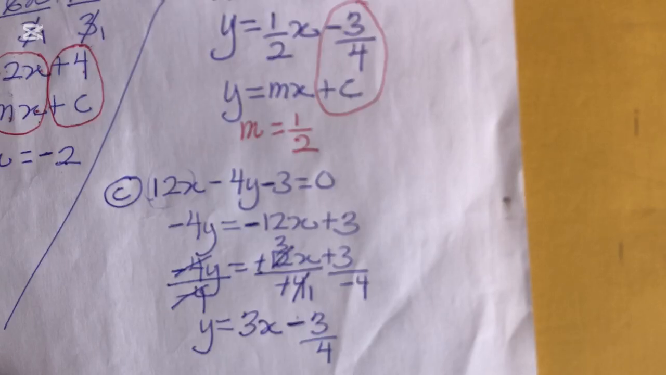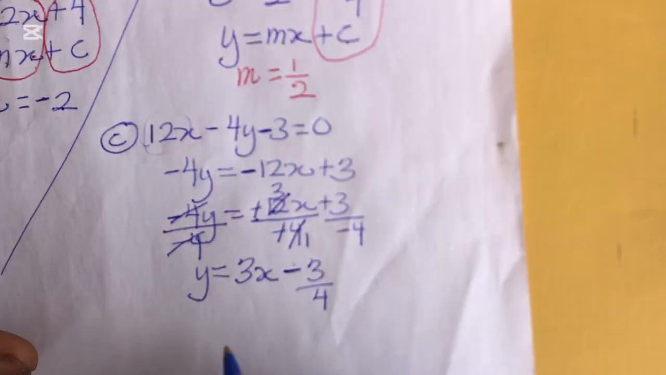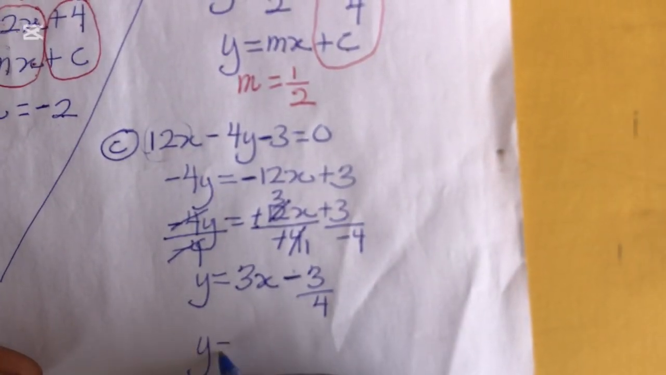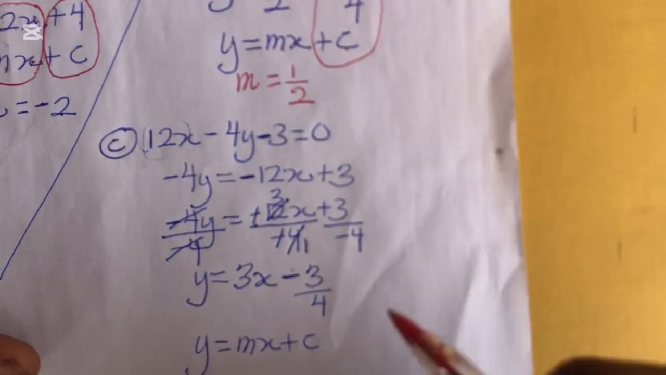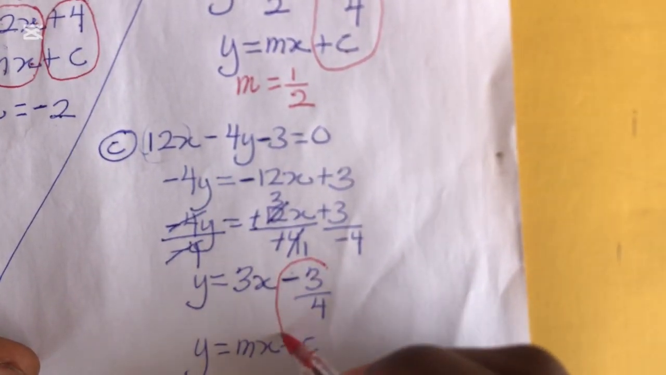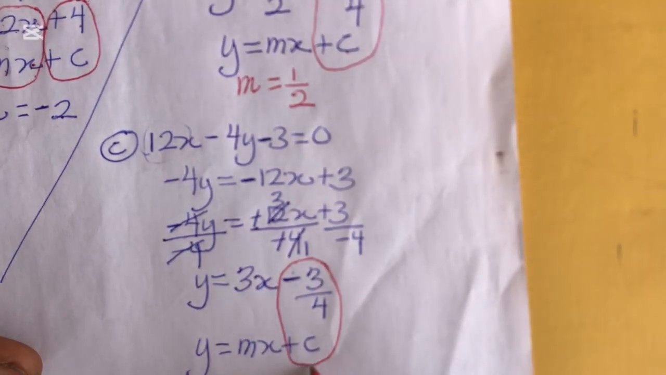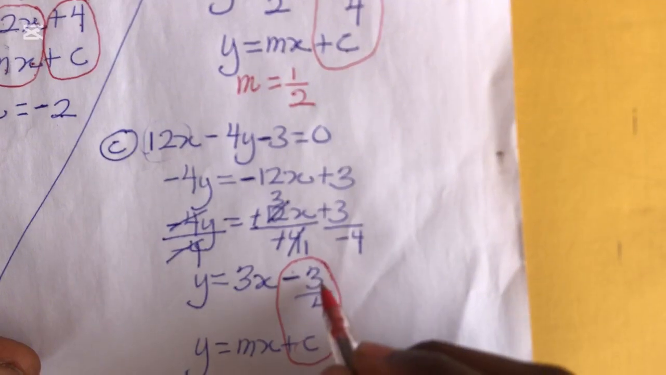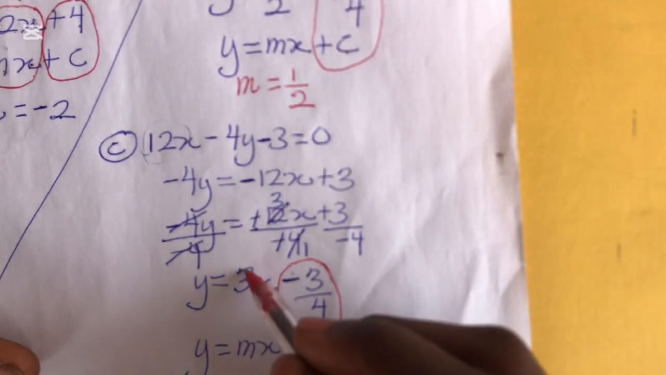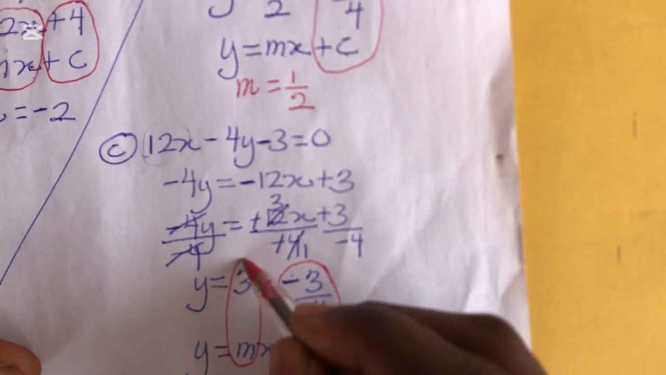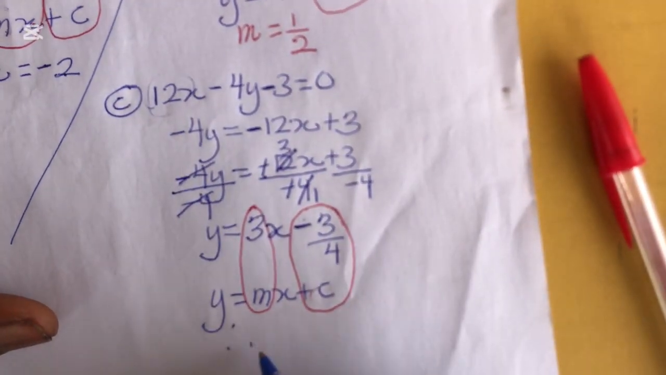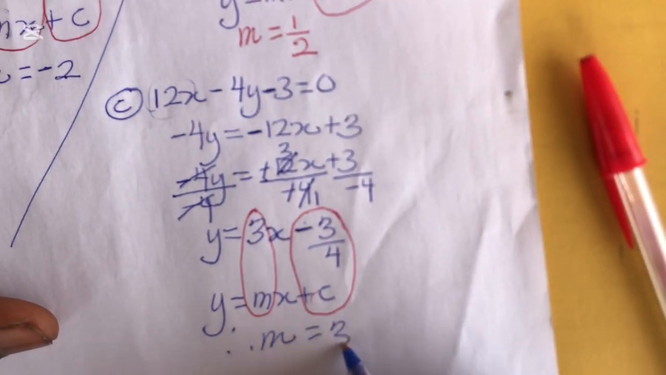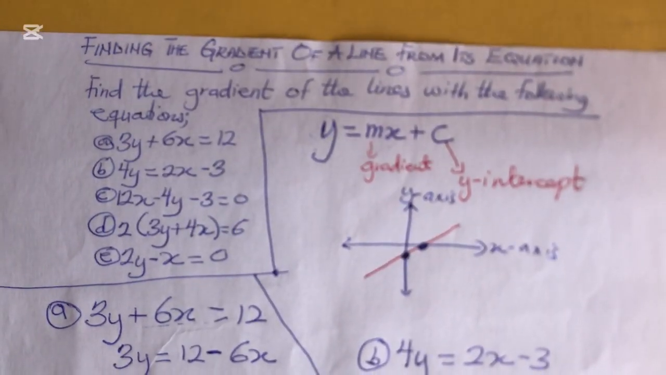4. So when we compare this thing to the equation of a line, which is y is equal to mx plus c, it means that at the end of the day, minus 3 over 4 is equal to what? The c, right? So it means that the c is equal to what? Minus 3 over 4. Okay? And then the m is also equal to what? The 3. Are you okay? So therefore, m is equal to what? 3.